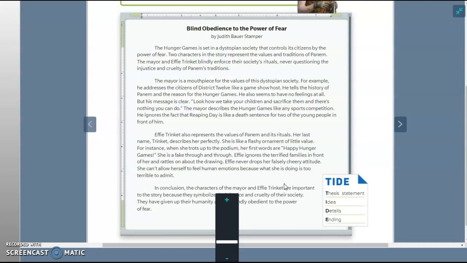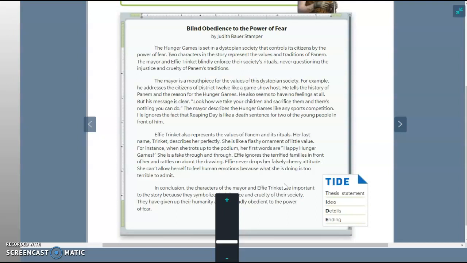Effie Trinket also represents the values of Panem and its rituals. Her last name, Trinket, describes her perfectly. She is like a flashy ornament of little value. For instance, when she trots up to the podium, her first words are, "Happy Hunger Games." She is a fake through and through. Effie ignores the terrified families in front of her and rattles on about the drawing. Effie never drops her falsely cheery attitude. She can't allow herself to feel human emotions because what she is doing is too terrible to admit.